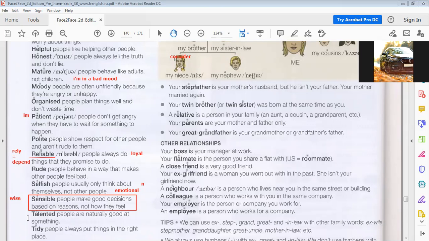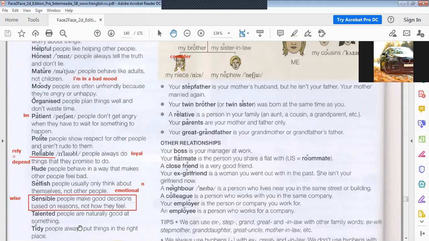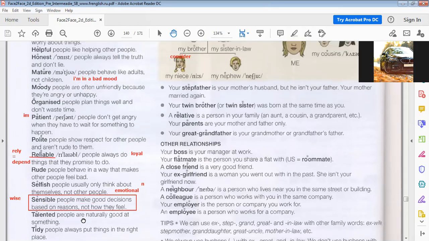Talented, I think most of you know the meaning of talented. People who are naturally good at something. This is clear. Tidy is very, very close to organized. Is sensible the opposite of emotional? Yes, sensible is the opposite of emotional. You're right. Emotional and sensitive, same thing, I think.